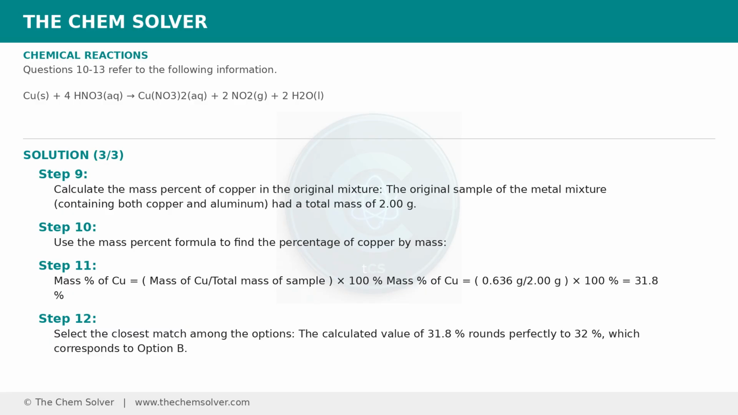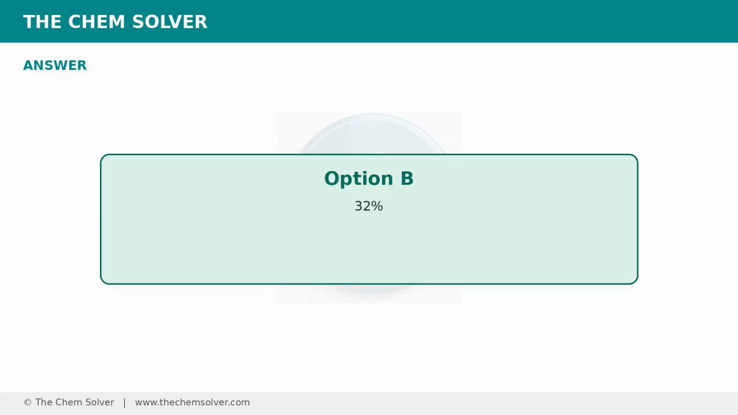Select the closest match among the options. The calculated value of 31.8% rounds perfectly to 32%, which corresponds to option B. The correct answer is option B, 32%.